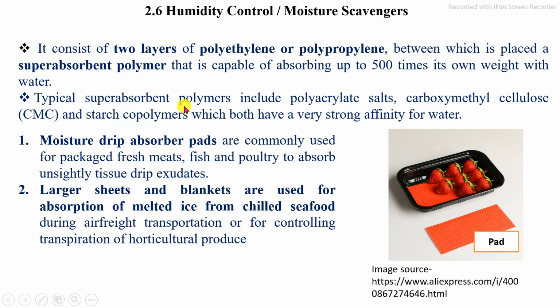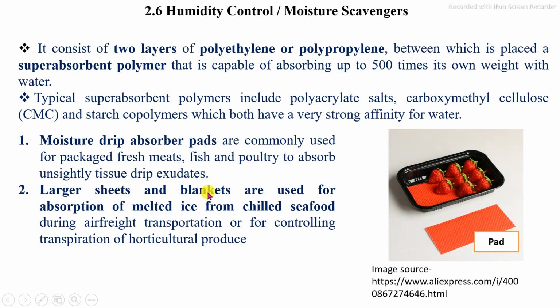The main examples are based on polyacrylate salts, carboxymethyl cellulose, and starch copolymers, which have the capacity to absorb moisture to control the humidity inside that packed product. In the moisture drip absorber pad, the internal moisture of fresh packaged products like meat, fish and poultry is absorbed by these absorbing pads.